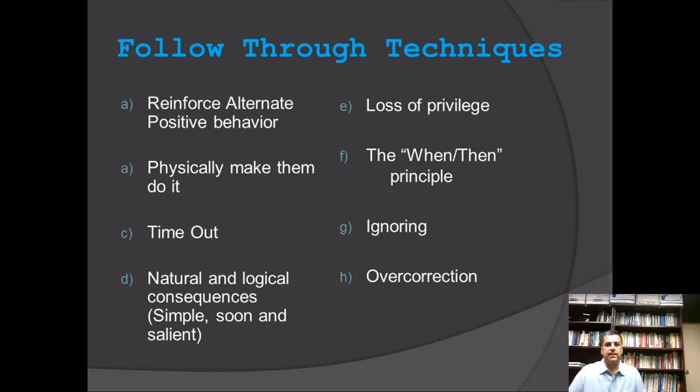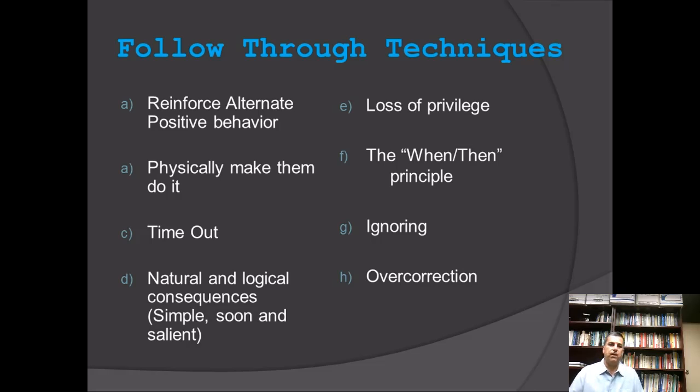The next follow-through technique is very similar. It's just loss of a privilege. So basically, the child has a right to food and shelter and basic care, but other things that they do that are enjoyable can be considered privileges that can be taken away if that privilege is abused.